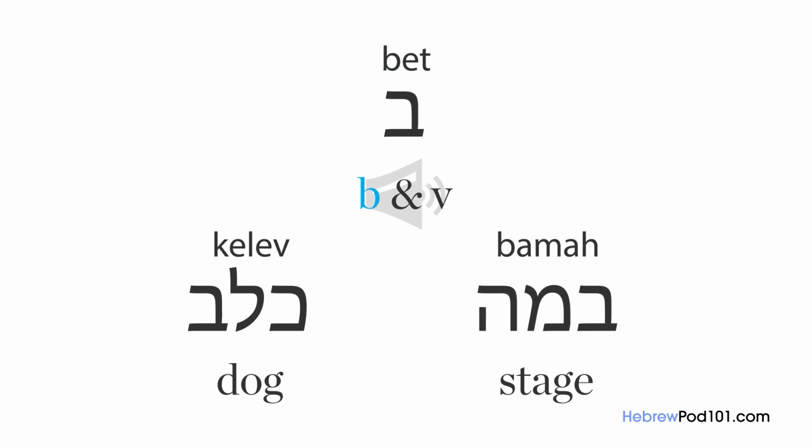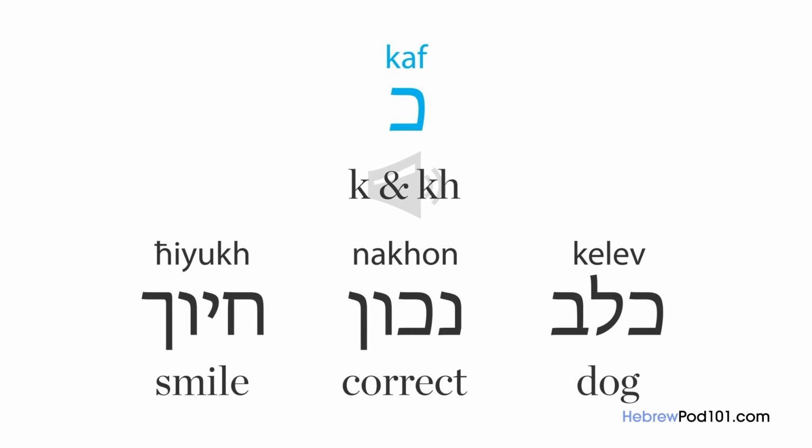Bet is both B and V. In the word Bama, or stage, it makes a B sound, and in the word for dog, or kelev, it makes a V sound. Chaf is both K and Ch.